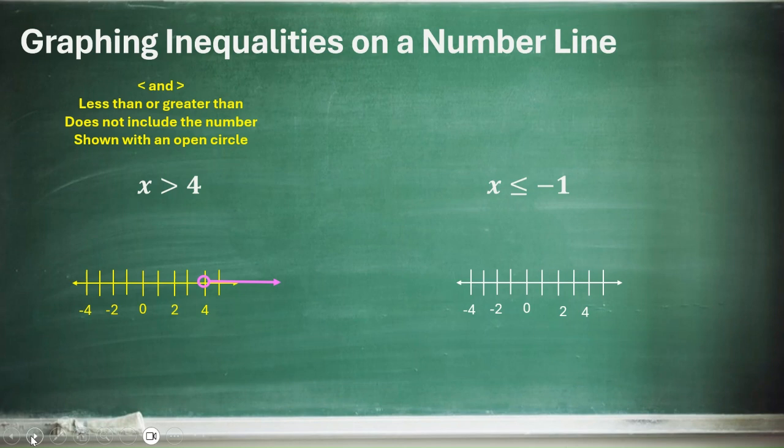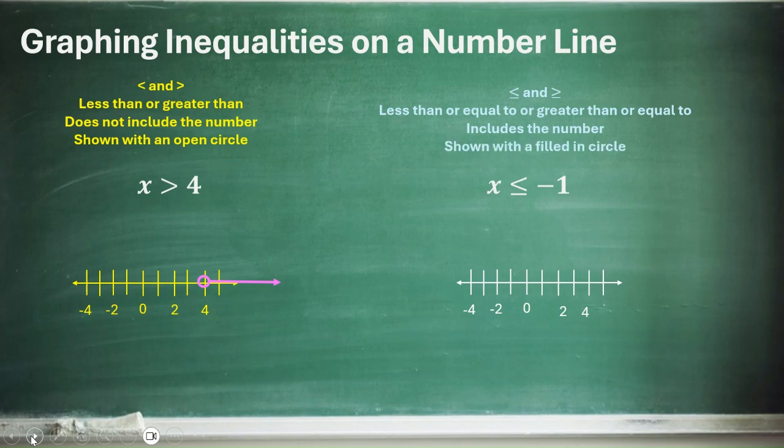Now, our next inequality is read, x is less than or equal to -1. So these involve less than or equal to symbols and greater than or equal to symbols, and this is how we say them. The difference here is when there's that line underneath, it means that the number is included. That's the or equal to part. So in this case, -1 is part of the solution to this inequality, and we show that by using a filled in circle to show that -1 is part of our solution set.